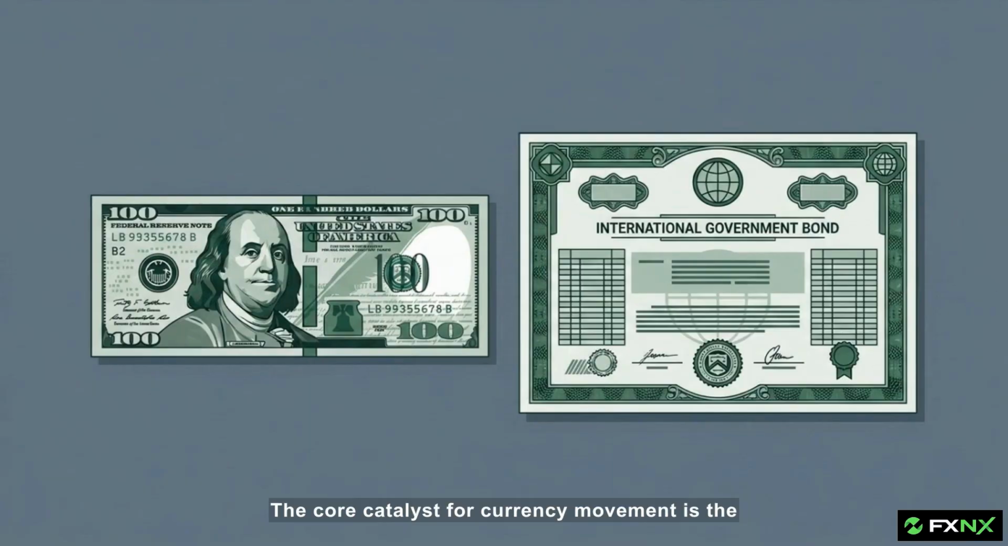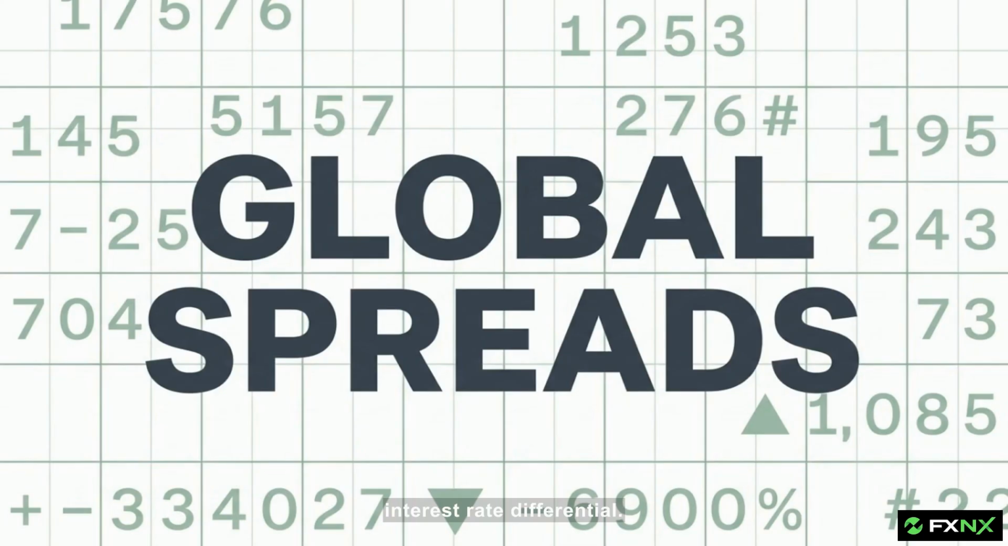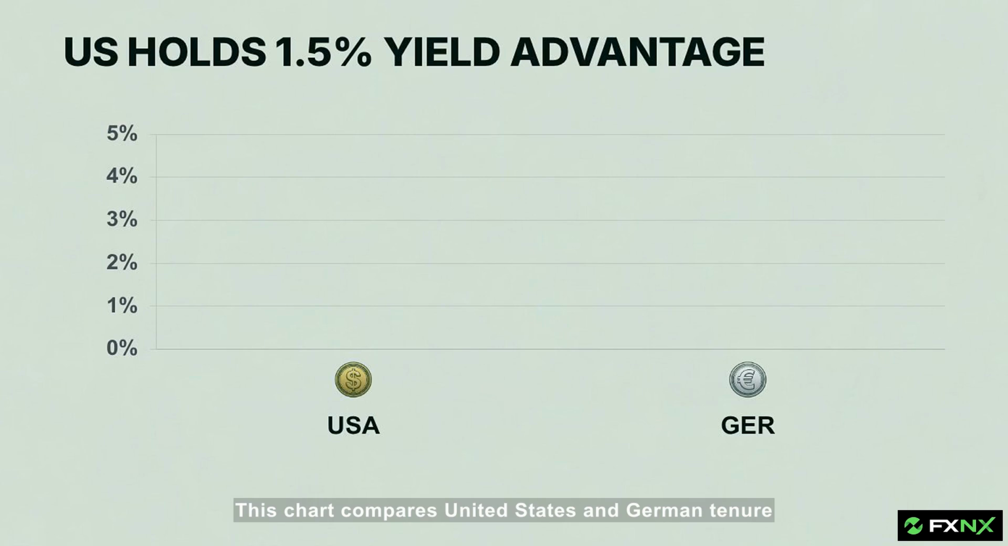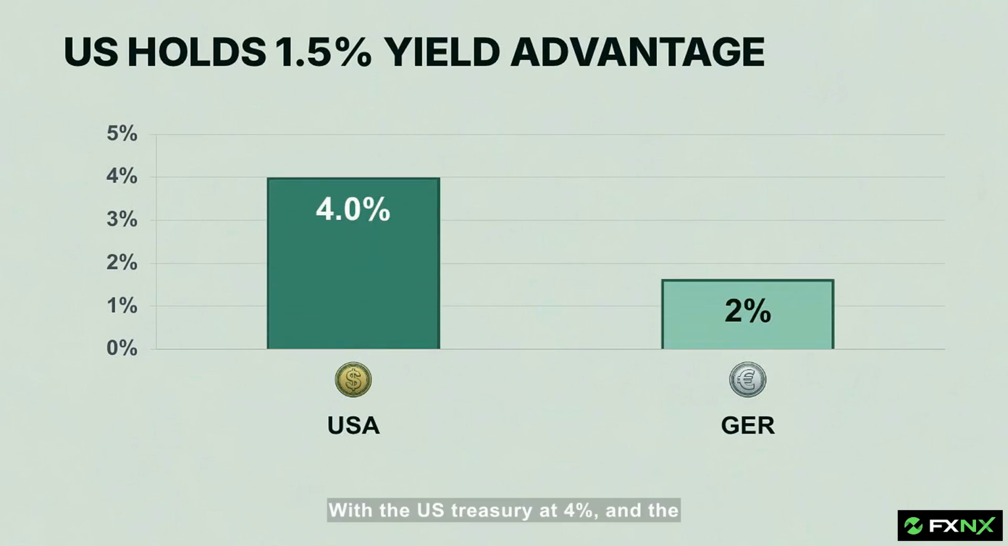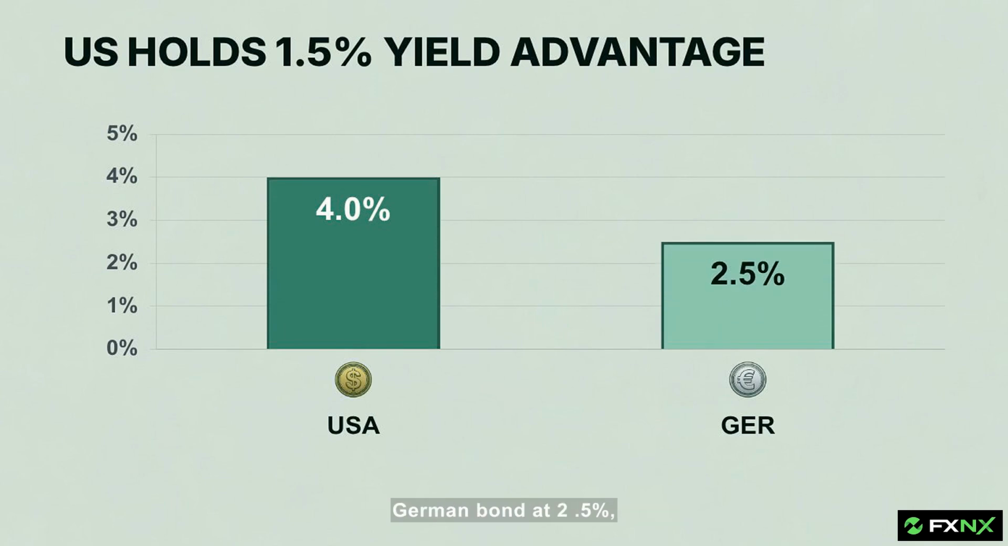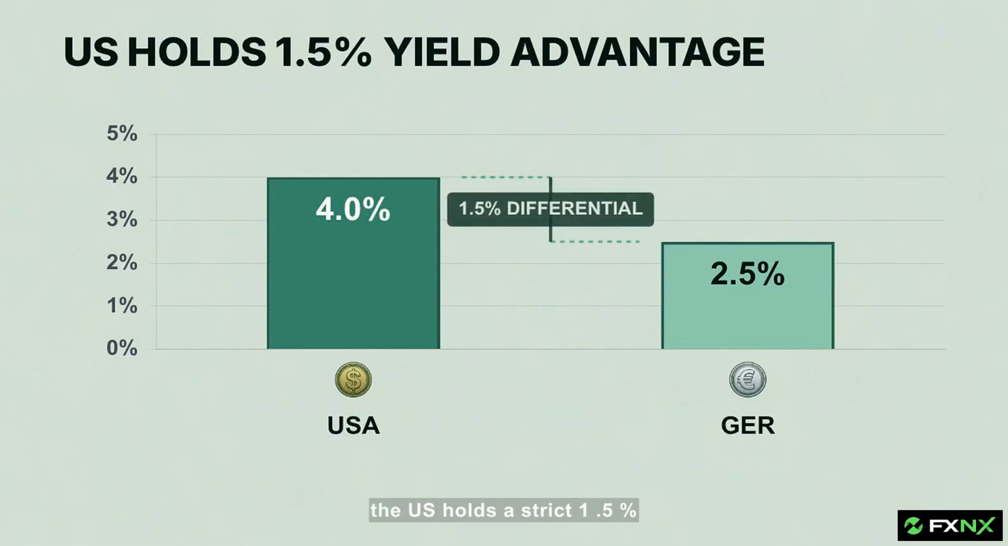The core catalyst for currency movement is the interest rate differential. This is simply the gap in bond yields between two competing nations. This chart compares United States and German 10-year yields, revealing a clear gap. With the U.S. Treasury at 4% and the German Bund at 2.5%, the U.S. holds a strict 1.5% advantage.